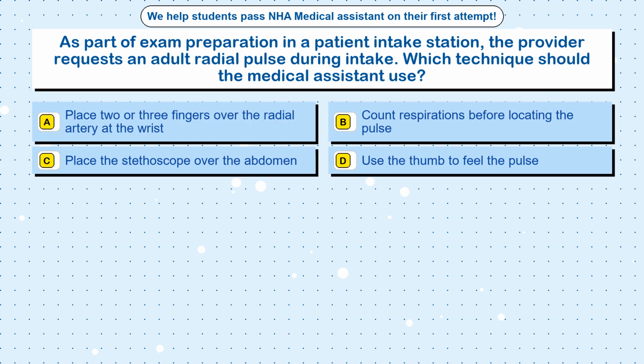Question 3. As part of exam preparation in a patient intake station, the provider requests an adult radial pulse during intake. Which technique should the medical assistant use? Option A, place 2 or 3 fingers over the radial artery at the wrist. Option B, count respirations before locating the pulse. Option C, place the stethoscope over the abdomen. Option D, use the thumb to feel the pulse.